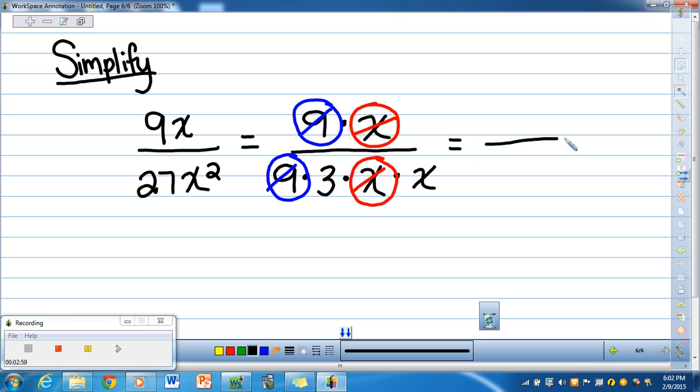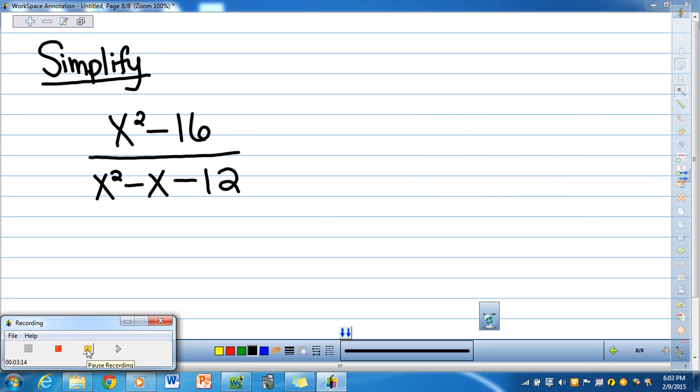We are left with 3x on the denominator, and what do you think we will write on the top? That's right, we are just left with 1. Our simplified answer is 1/3x. Here is another rational expression. It's a little more complex than the last problem, but our process of simplifying will be very similar. First, we must factor the numerator and the denominator.